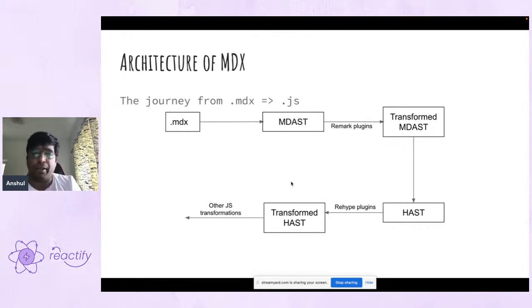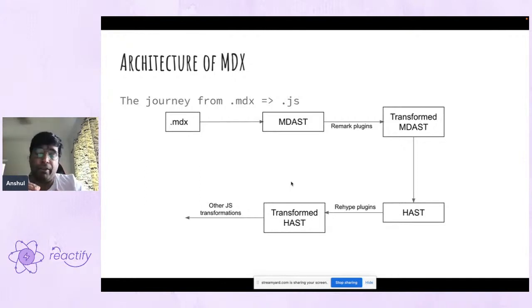The next step is the transformed MDAST. You can modify the AST in your own way so that it works according to your wish, and this way you can add your own syntaxes. The next step is converting MDAST into HAST, which is the HTML abstract syntax tree. From there, the JS transformation would happen.